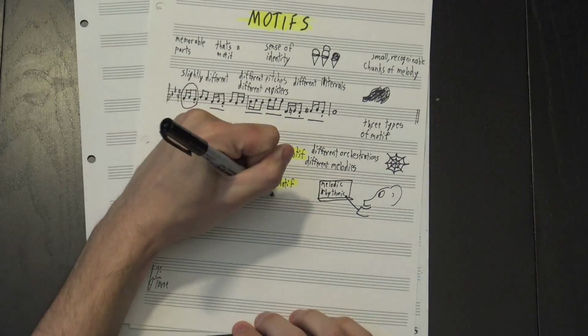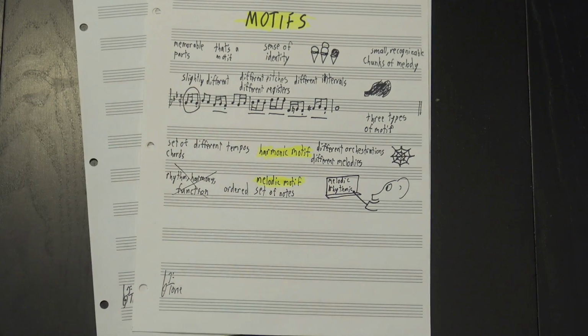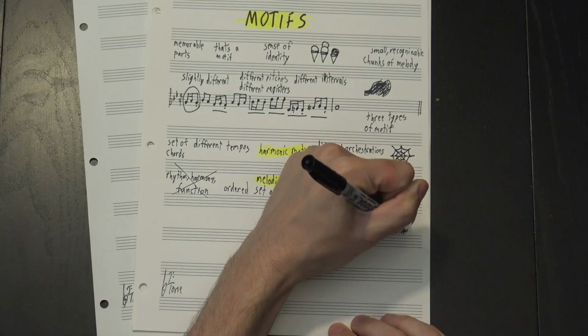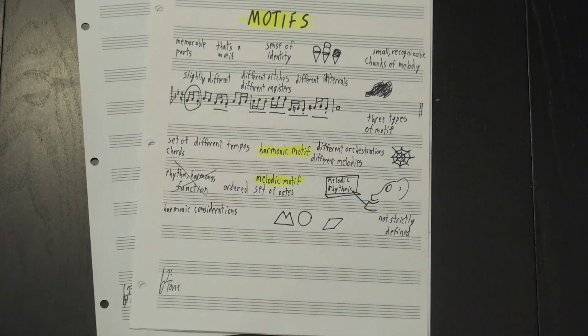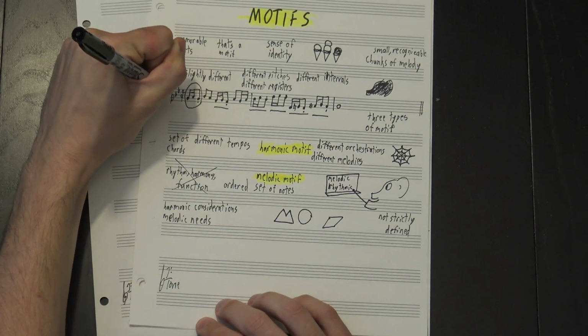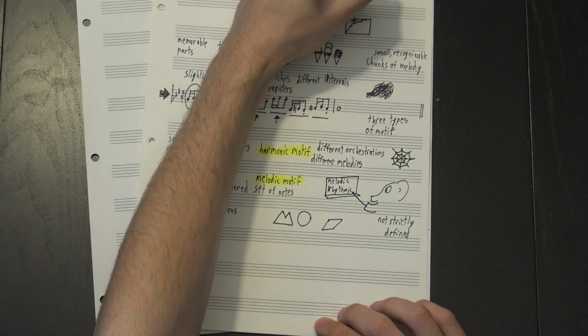Melodic motifs are a set of notes in a specific order without reference to rhythm, harmony, or diatonic function. In practice, these are rarely strictly defined. More often, they're general melodic shapes which vary based on harmonic considerations and melodic needs. We saw this in our example above. Sometimes we went up a half step, sometimes a whole. It depended on where we were in the scale.